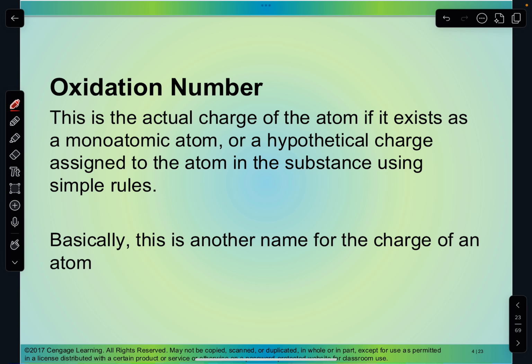Okay. So let's go ahead and work on oxidation numbers. So these are very similar to how a charge is described. And we're talking about the actual charge of an atom if it exists by itself. And so we can use simple rules to define this, but basically it's another name for the charge of an atom.